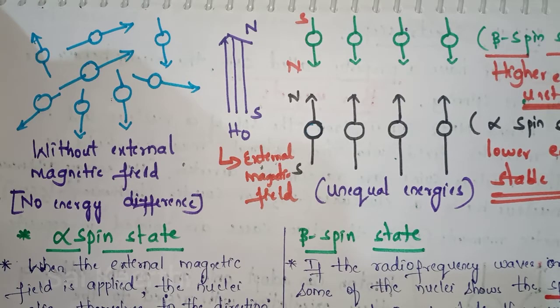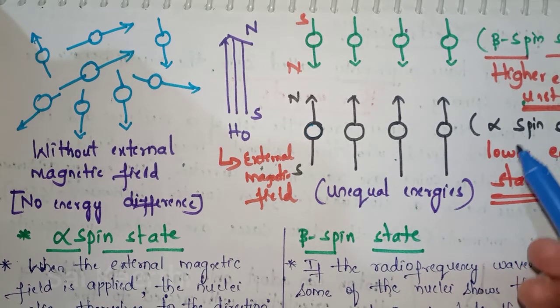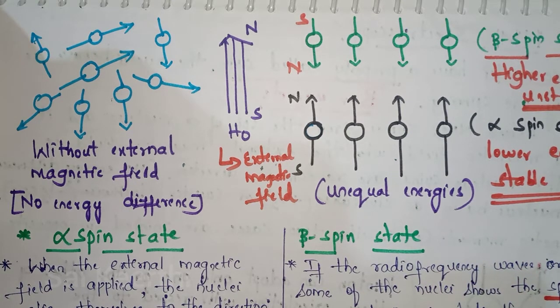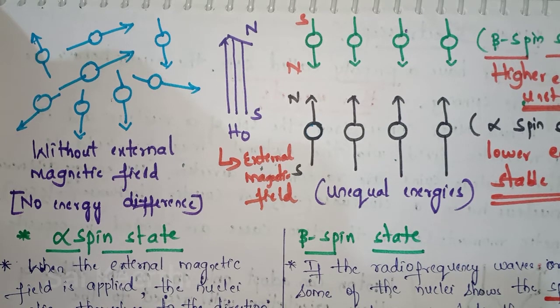So when the nuclei are excited from the alpha state to the beta spin state, as we know the beta spin state is unstable, it can't stay for a long time in the beta spin state. Then the nuclei in the beta spin state will return to their original state via several pathways and release the absorbed energy as heat. And this emitted radio frequency signal will give us the NMR spectrum of the nucleus. This is the basic idea behind the NMR spectroscopy principle.